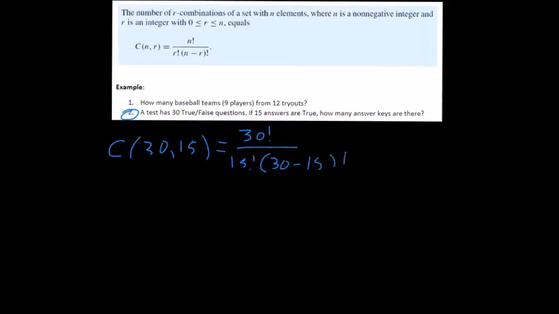So if I just plug this into the formula, I'm doing combinations of 30 objects chosen 15 at a time. So this is 30 factorial over 15 factorial times 30 minus 15 factorial. So this is equal to 30 factorial over 15 factorial times 15 factorial.